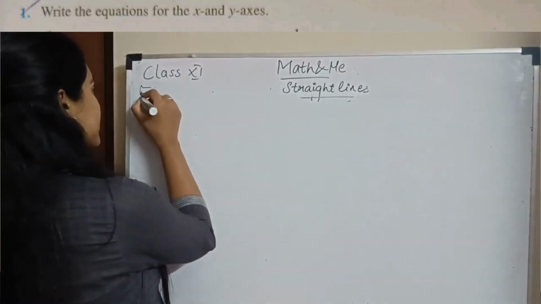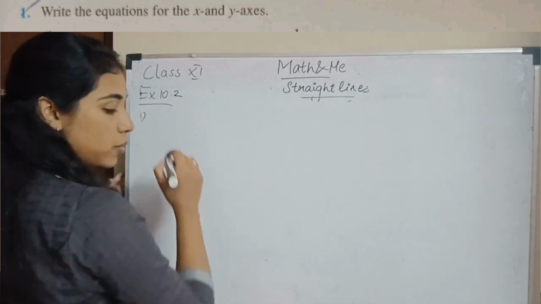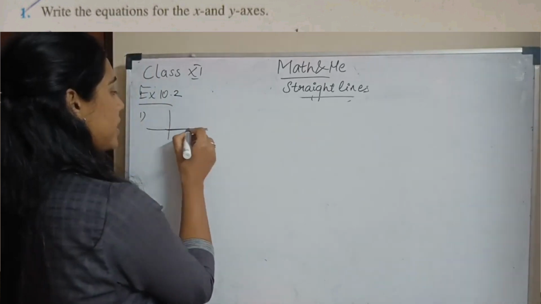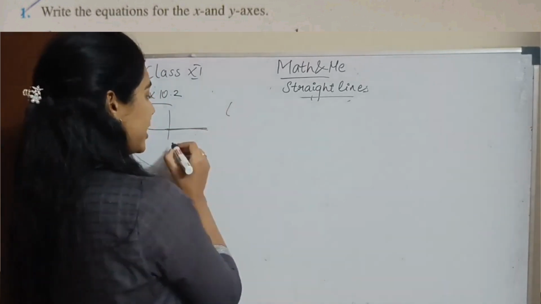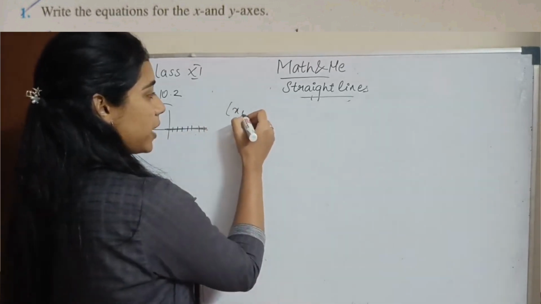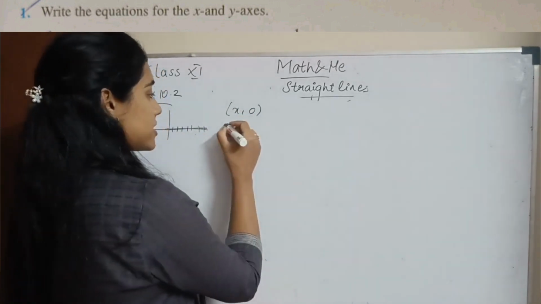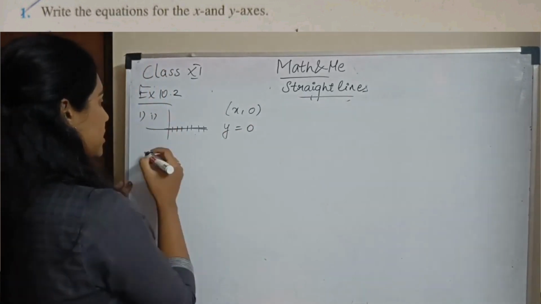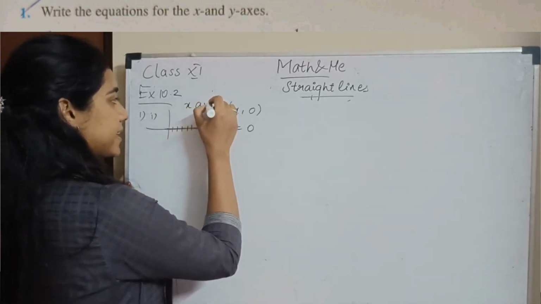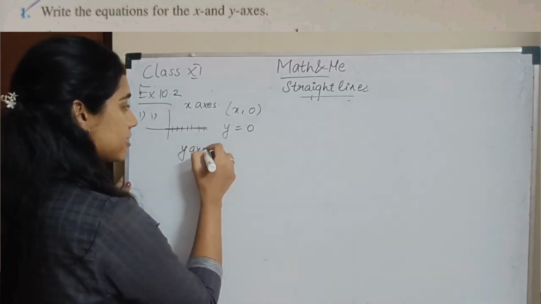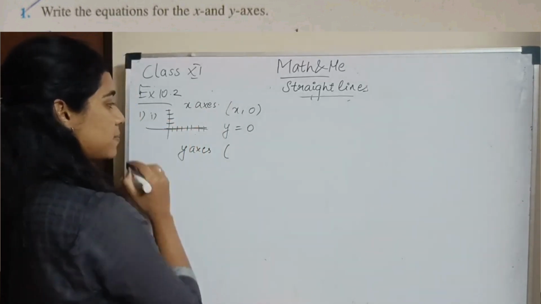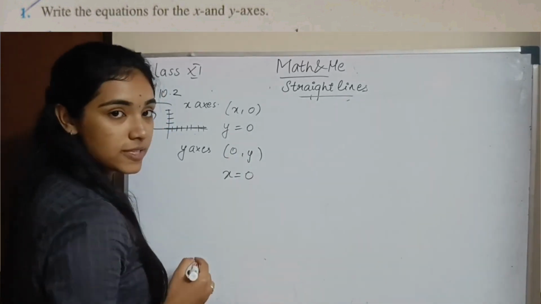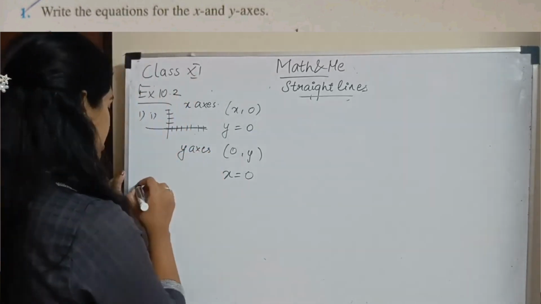So exercise 10.2, question number 1. Write the equation for the x and the y axis. What is the coordinate on the x axis? The value of x keeps changing, but the value of y remains 0. So y equals 0 is the equation. This is for the x-axis. For the y-axis, the y value keeps changing, but the x value remains constant. So the equation of the y-axis is x equals 0. It's pretty simple.